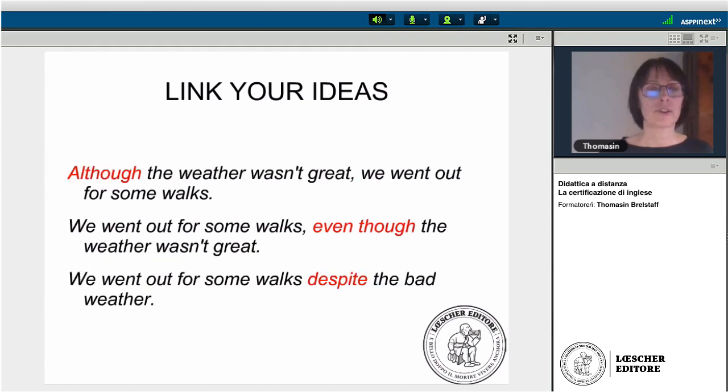Let's have a look at what I thought of. I made these three sentences. Although the weather wasn't great, we went out for some walks. We went out for some walks, even though the weather wasn't great, etc. So try to use one or two of these in your writing. If you put in a but, see if you can put in a however or an although in place of it.